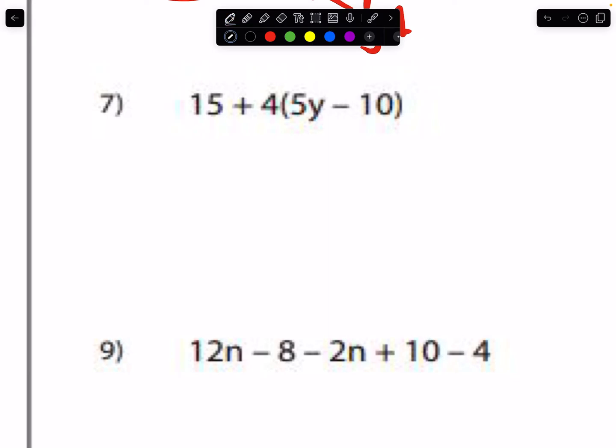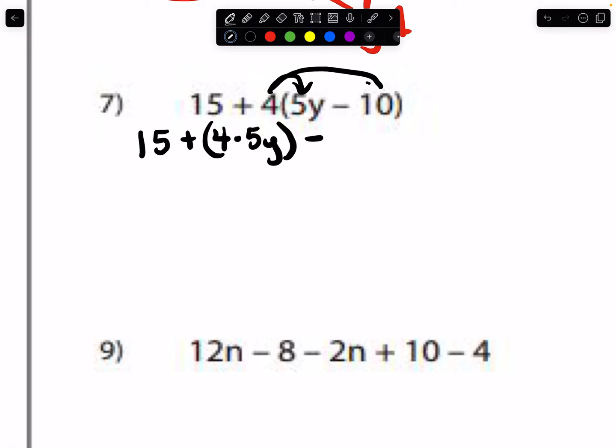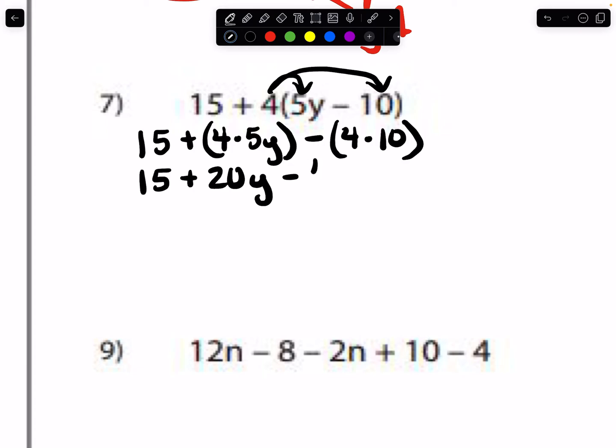So you should have pushed pause. I'm going to bring down my 15 because it doesn't change, but this 4 has to be written times 5y. Minus 4 has to be written times 10. Now I have to finish the parentheses. 15 didn't change. Bring it on down. 4 times 5y is 20y's. Bring down my minus. 4 times 10 is 40.